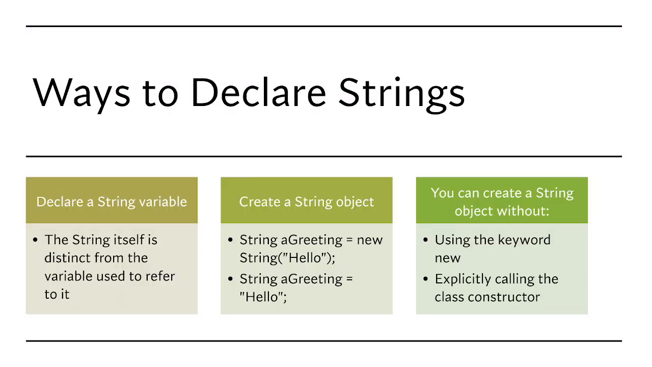certain algorithms. Now there are basically two ways of declaring a string object. This is important because you can declare a string object really quickly. It kind of acts like a primitive. You can say string aGreeting is equal to new string, explicitly calling the class constructor, or you can eliminate the new and it still works because strings are set up to work that way. Realize the string itself is distinct from the variable used to refer to it because it is its own little memory box. The variable holds that reference.